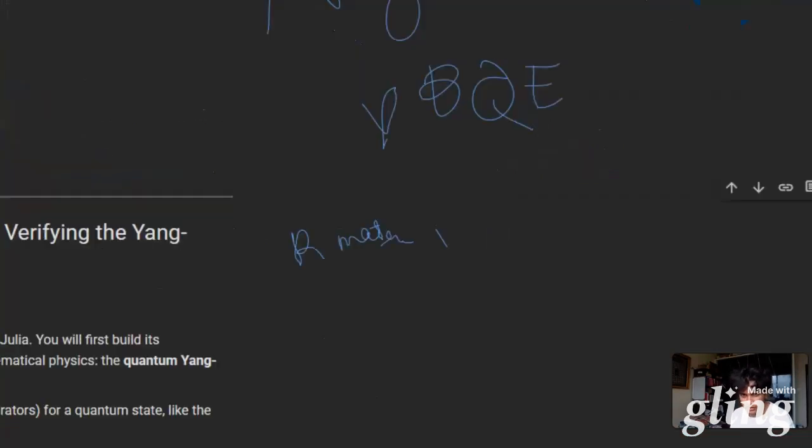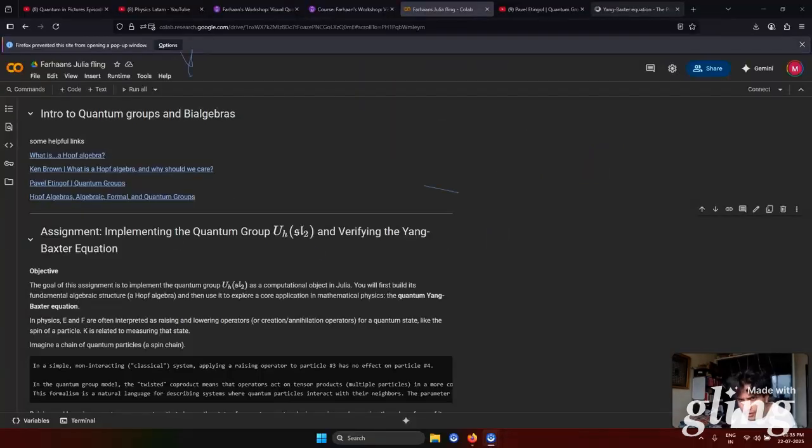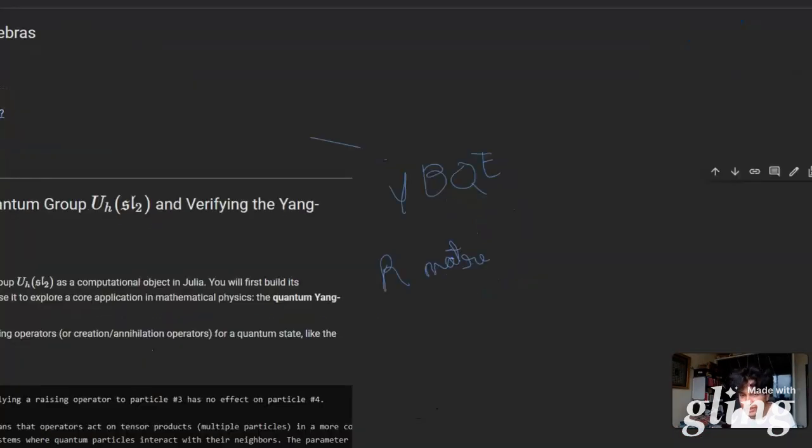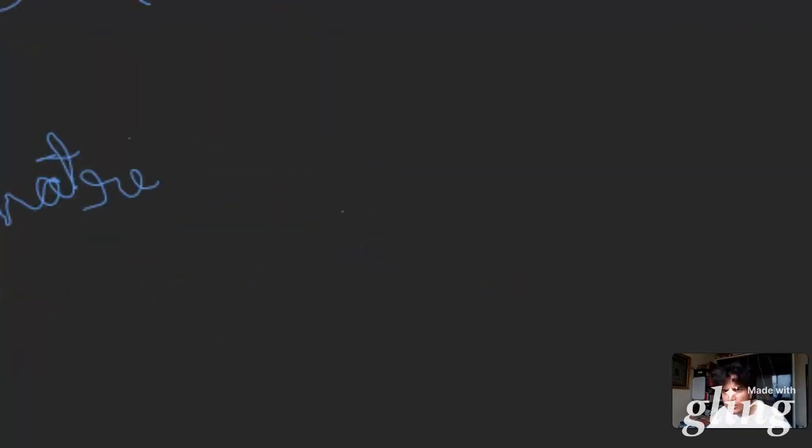Oh god, no, don't zoom in. God help me. Okay. Yang-Baxter quantum equation. Yes. Why does it zoom? Can you unzoom for the love of God?